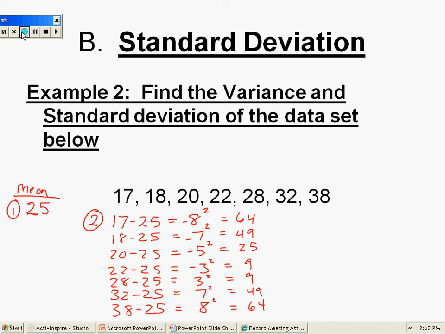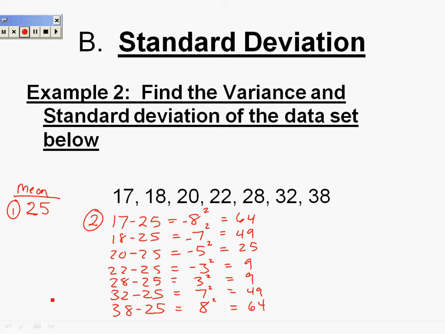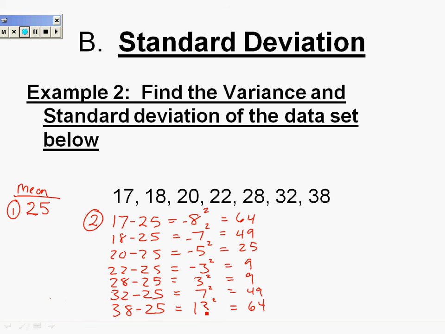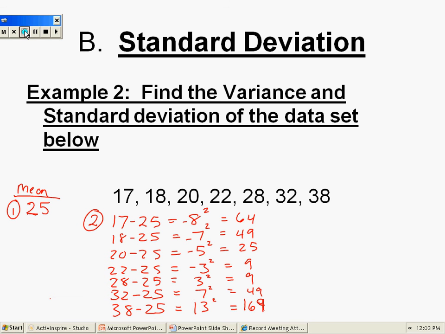So what is step 3? Okay, let me make a correction then. So 38 minus 25 is 13. And 13 squared would be 169. Is that better? Are we all in agreement now? Okay, thank you. Okay, so what is step 3?